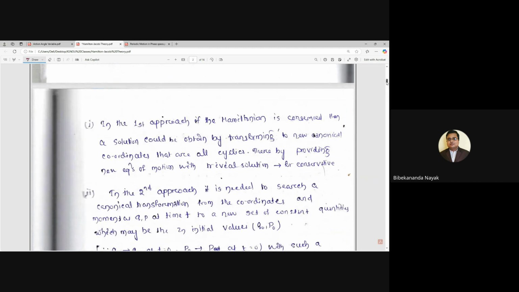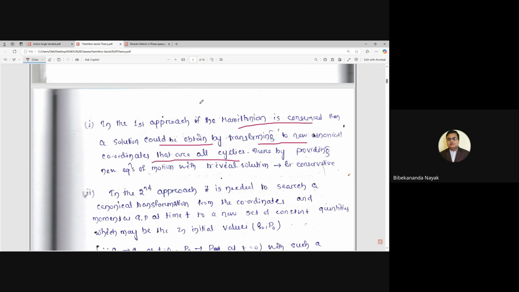In the first approach, if the Hamiltonian is conserved, then a solution could be obtained by transforming to new canonical coordinates that are all cyclic. The Hamiltonian procedure is suitable for cyclic coordinates. So if coordinates are cyclic, then it will be important to use the Hamiltonian procedure. And the second approach is different.